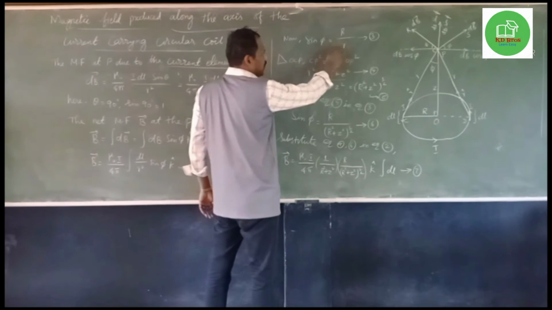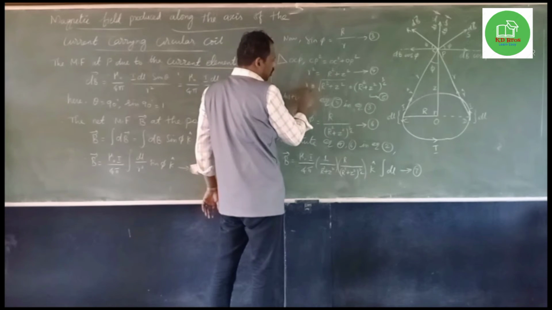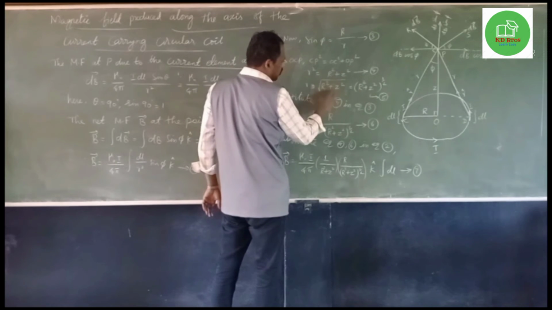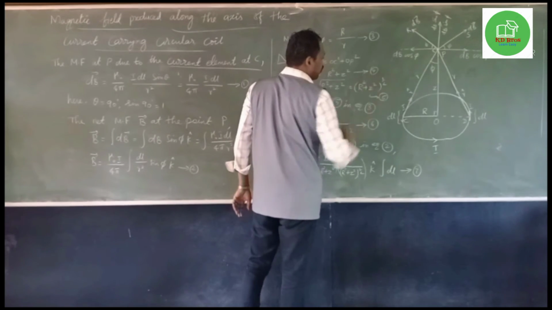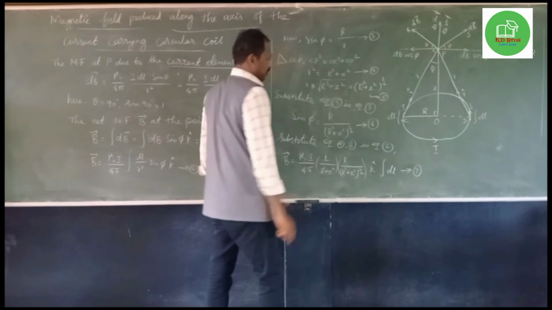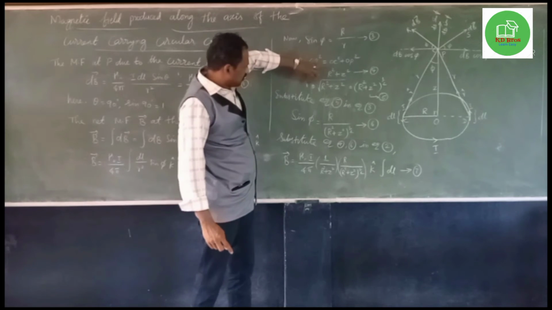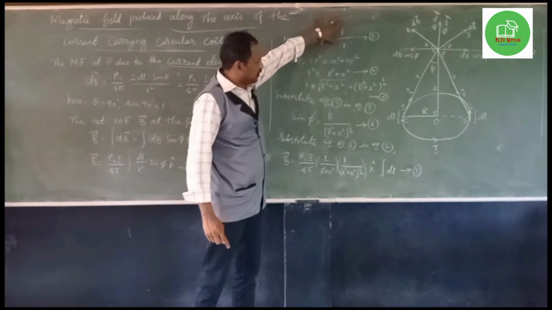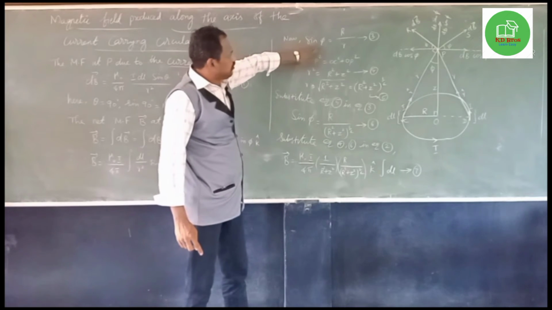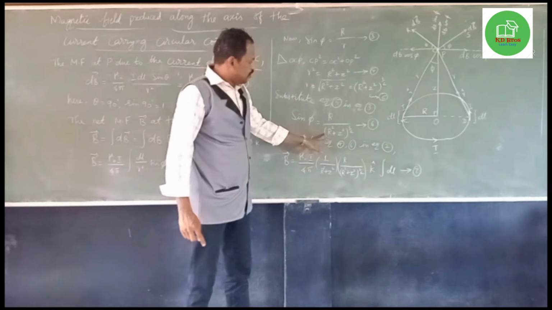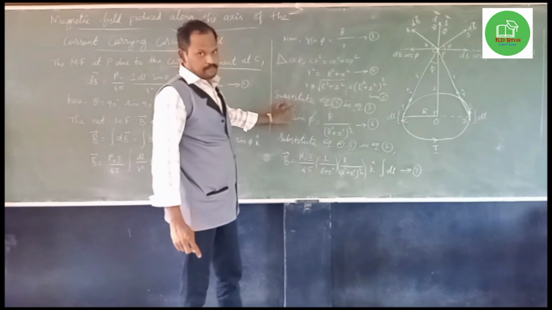Next, because we need the r value, take the square root. Therefore r is equal to square root of R square plus Z square, or we can write it as R square plus Z square power 1 by 2, and this is equation number 5. Now we can substitute this r value in equation number 3. So substitute equation 5 in 3. When you substitute, the equation becomes sin phi is equal to R divided by R square plus Z square power 1 by 2, and this is equation number 6.